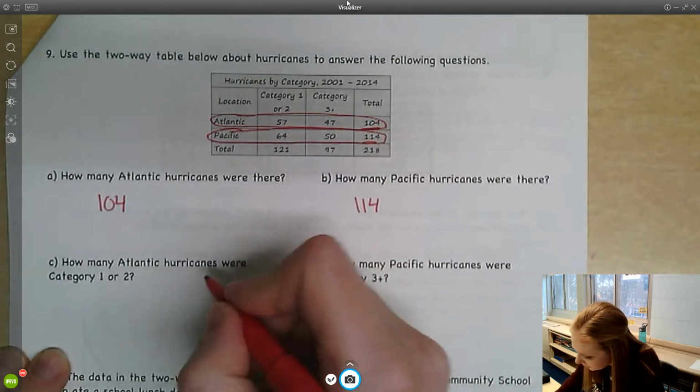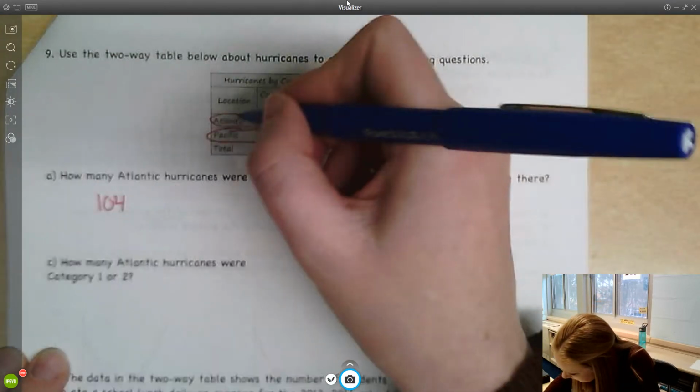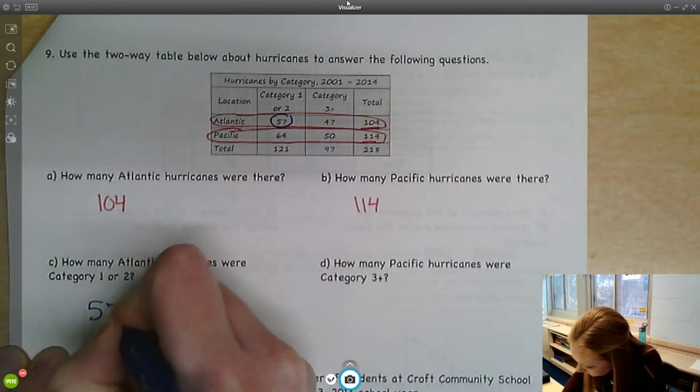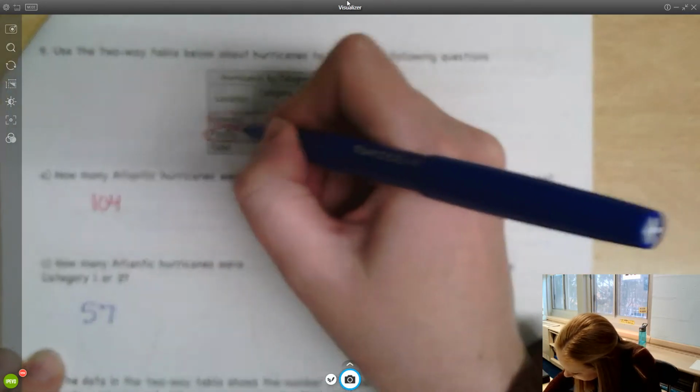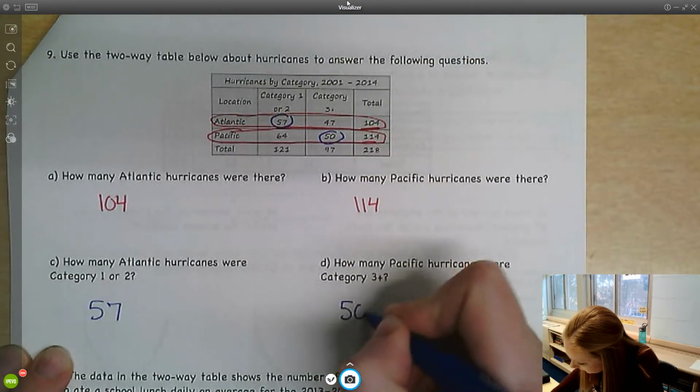How many Atlantic hurricanes were category 1 or 2? Atlantic and category 1 or 2 would be 57. Pacific that were 3 and plus. Pacific and 3 plus would be 50.